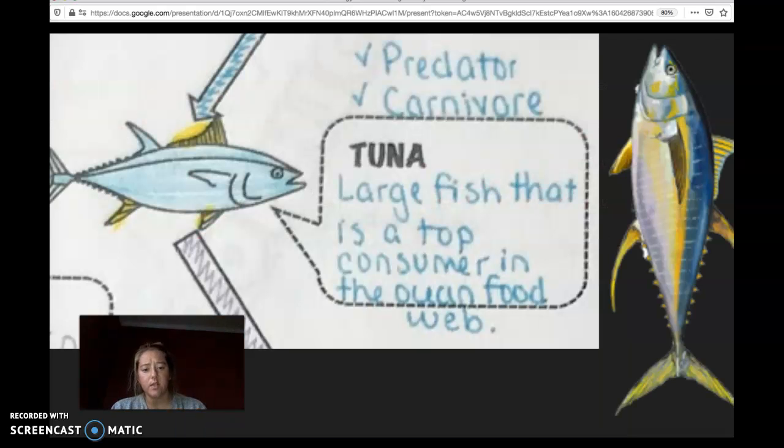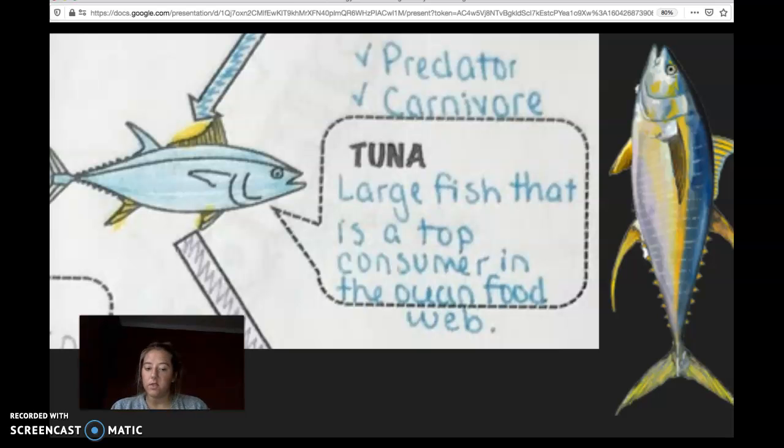And then the other thing that eats sardines are our yellowfin tuna. So these are predators and carnivores. They're large fish that are the top consumer in their own food web, but yellowfin tuna are also eaten by other things, like you'll see in a second, a shark, but I just found out that dolphins actually also eat yellowfin tuna, which is awesome.